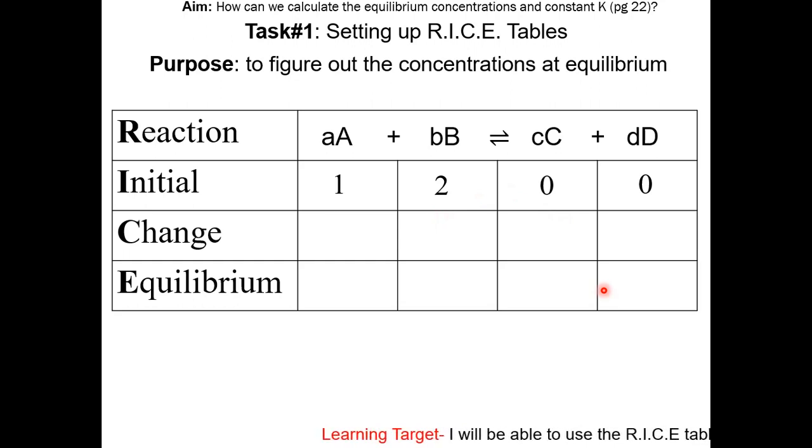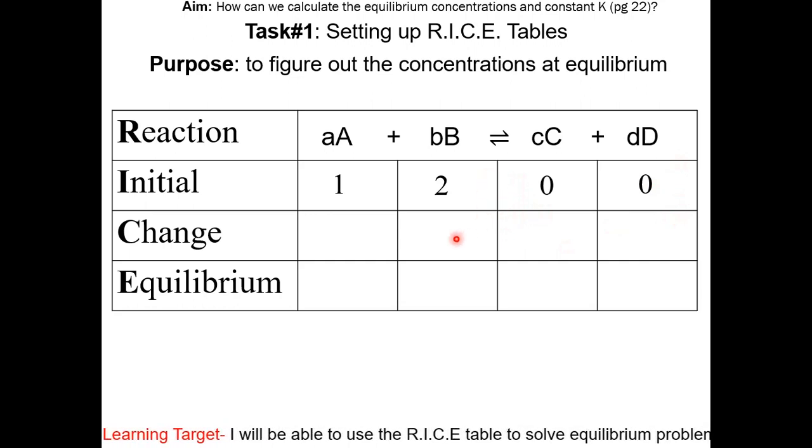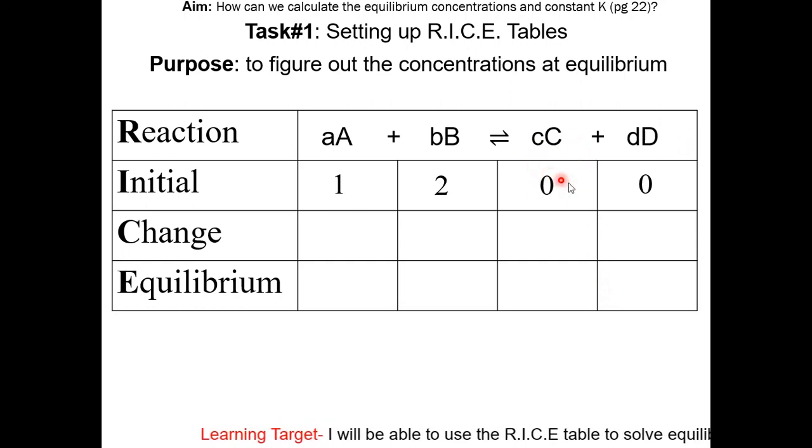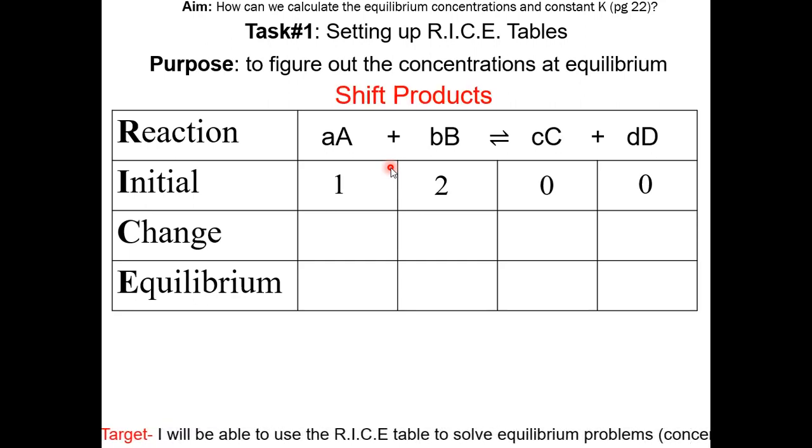The next step is to figure out which direction the reaction will shift as the reaction approaches equilibrium. Will it shift to the reactant side or product side? Will there be more reactants or products at equilibrium? At equilibrium, there is typically a mixture of reactants and products. So if you look at the initial concentration, there is no products, but there is reactants. Therefore, as the reaction approaches equilibrium, more products will be made from the reactants. Therefore, this reaction will shift right or shift to the product side to make more products.